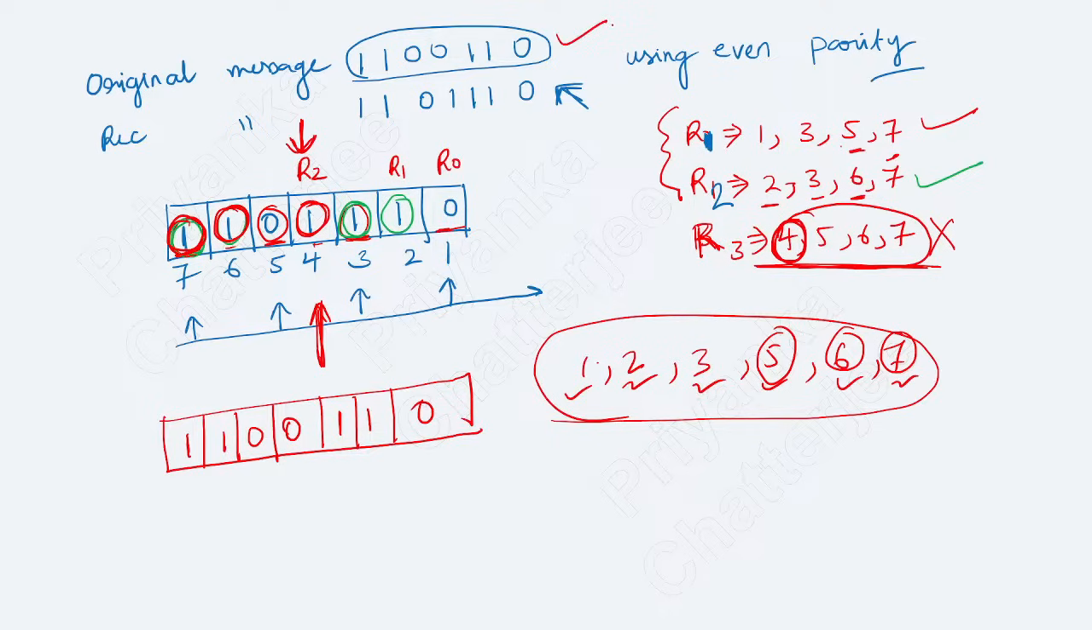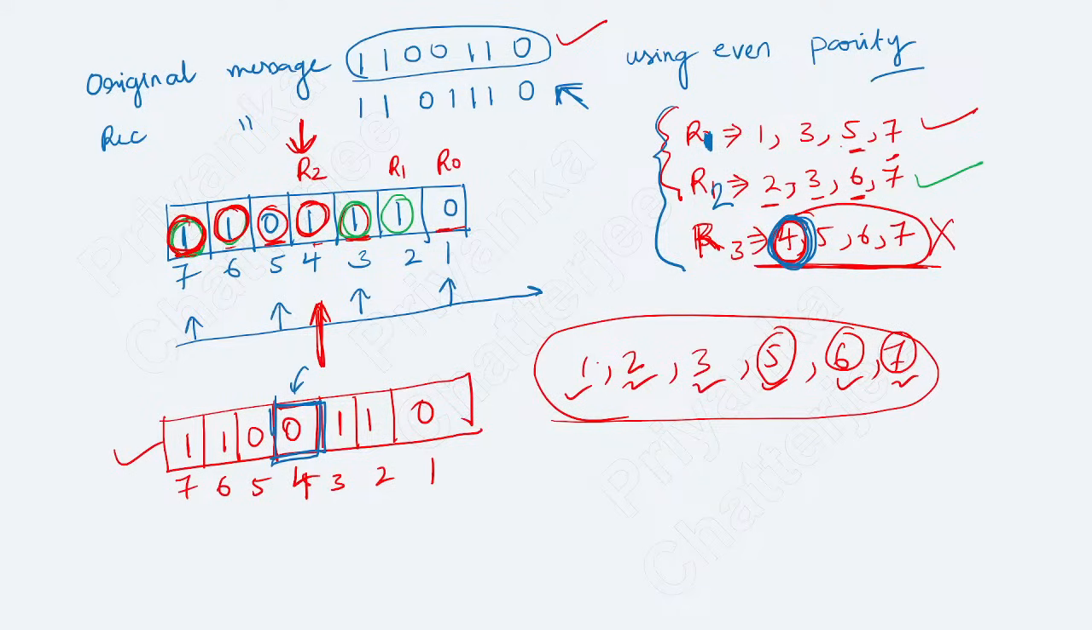Are you getting the original number? You are getting the original number by identifying the problem. The positions were 7, 6, 5, 4, 3, 2, 1. The problem was in the 4th bit. Using this combination you are able to identify the problem and find out that yes, the 4th position is where the problem is. So you can rectify the error. This is the way Hamming code can detect and correct the error also.